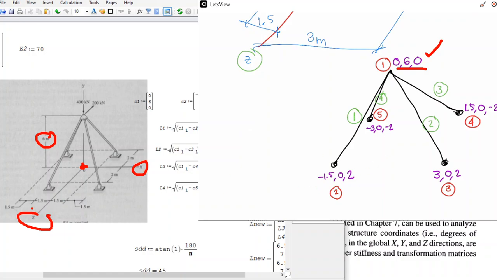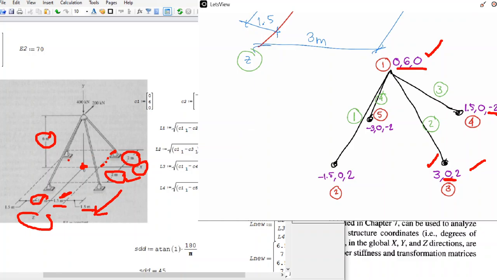Node 2 is negative 1.5 and then 0, because we're on the same plane, on the xz plane, and the z direction is 2. Node 3 is 3, because you have 1.5 plus 1.5, so that's 3, then 0 since we're on the xz plane, and the z direction is also 2. For node 4, x is 1.5, because if this one is projected here, that's 1.5, then 0 on the xz plane, and negative 2, because I consider this as positive z, so on the other side it's negative z.